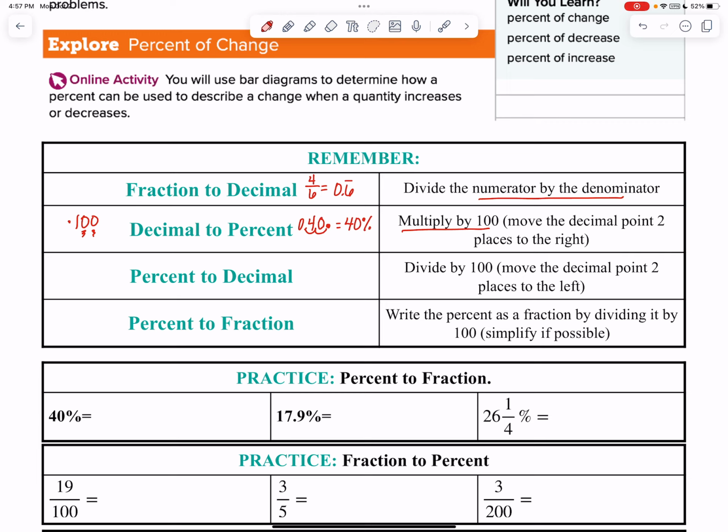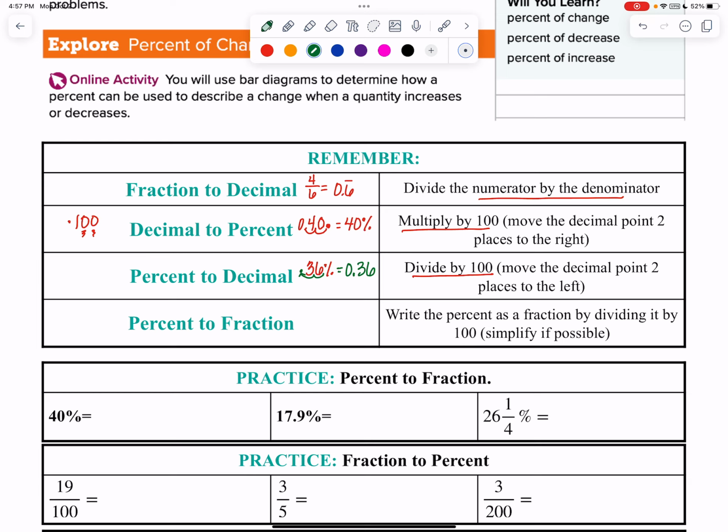Percent to decimal is just the opposite. So we're dividing by 100, moving the decimal point 2 spaces to the left. Okay, times 10 is 1 spot to the left, or sorry, divided by 10 is 1 spot to the left, divided by 100 is 2 spots to the left. So if we had 36%, all I would do is I would find my decimal point here and divide 2 spots to the left, divide by 100, and I have 0.36. Okay, all right. Because realize percent means divided by 100.